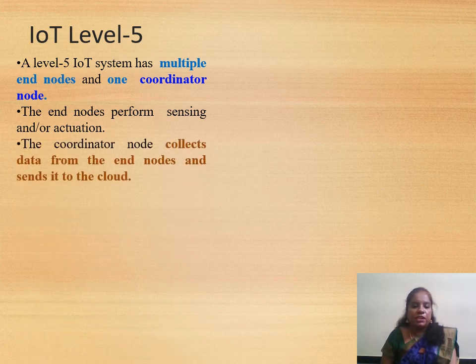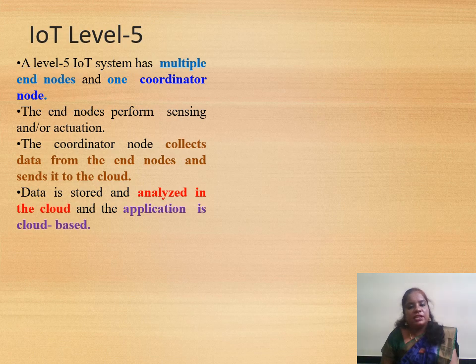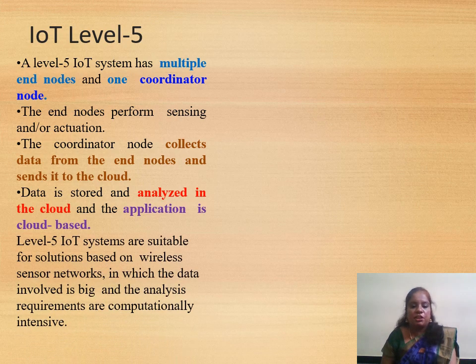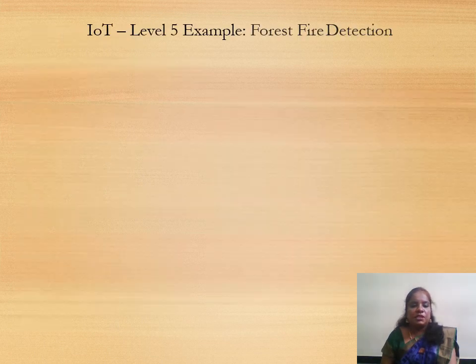The coordinator node is responsible for collecting data from the end nodes and then sending it to the cloud. Data is stored in the cloud, analyzed in the cloud, and the application is completely cloud based. These are suitable for solutions based on wireless networks, as discussed already. The cloud is responsible for storage, analysis, and also communication with the multiple nodes. The best example for an IoT level 5 device is forest fire detection.